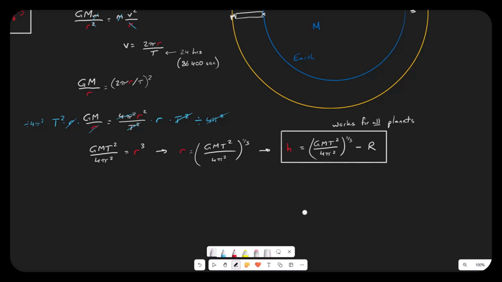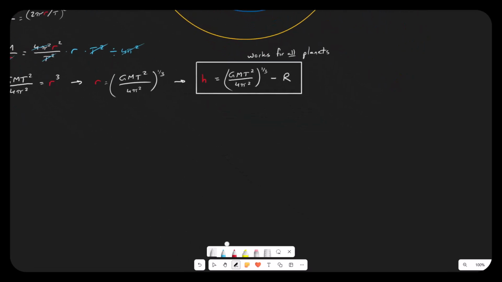If I want to do this for the Earth specifically, now I need to start plugging in some values. I can say my mass, my radius, and the time. The mass of the Earth is 6 times 10 to the 24th kilograms. It's like 5.97 something times 10 to the 24th kilograms. The radius of the Earth is 6.4 times 10 to the 6th meters. And the time for one full rotation is 86,400 seconds, which is 24 hours.